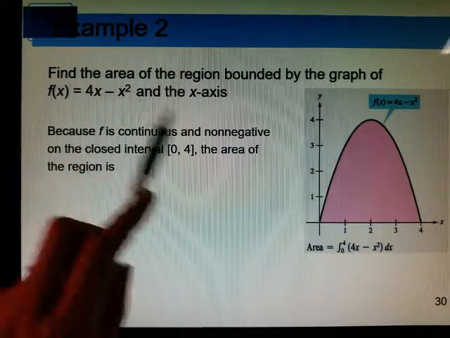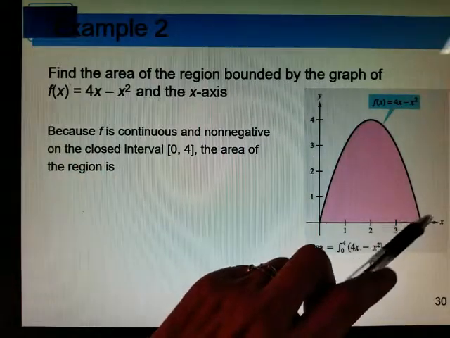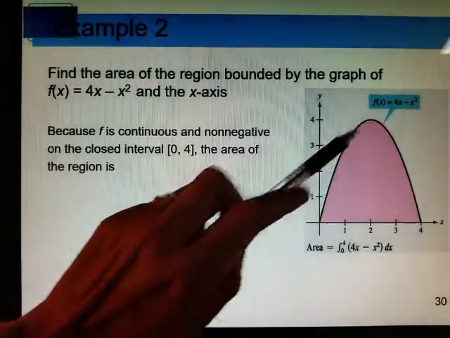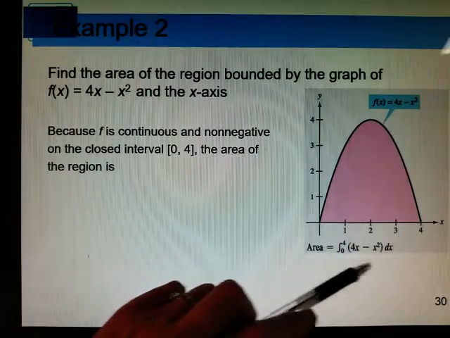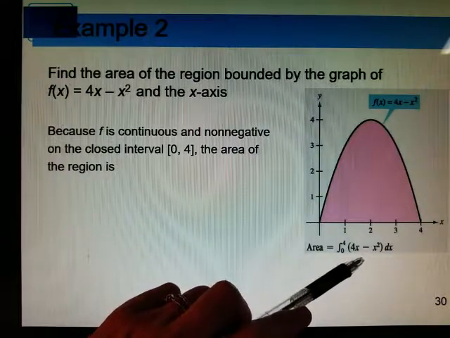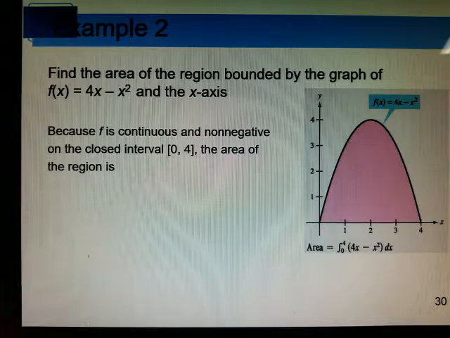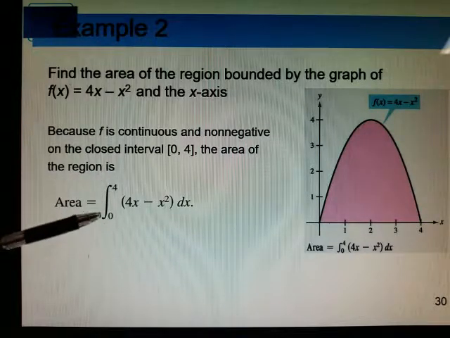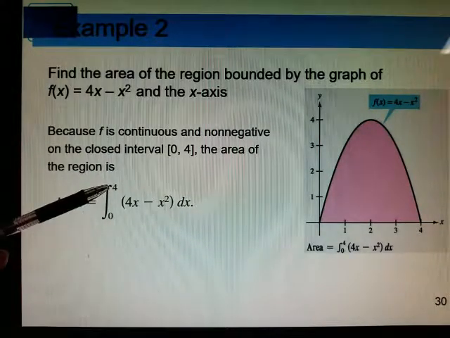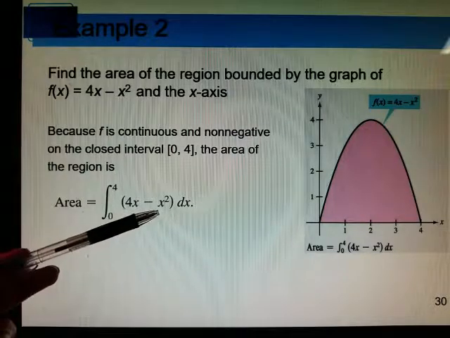It is a parabola that opens down. Boom. So I want this area in here. That means I need to integrate from 0 to 4 of this function. That's all it's telling me to do. So again, like I said, it's telling me to integrate from 0 to 4, left to right, like you read a book, of the function 4x minus x squared.